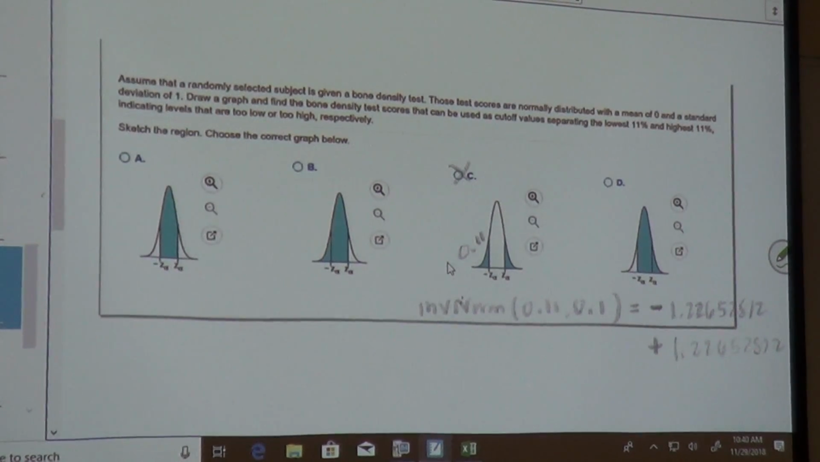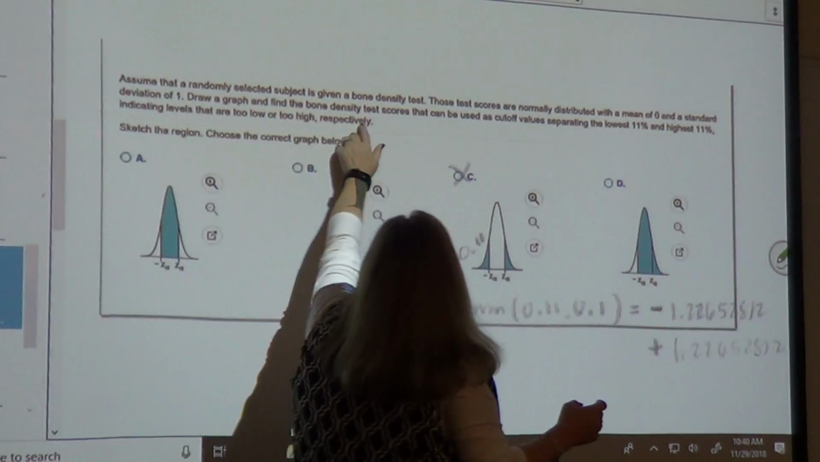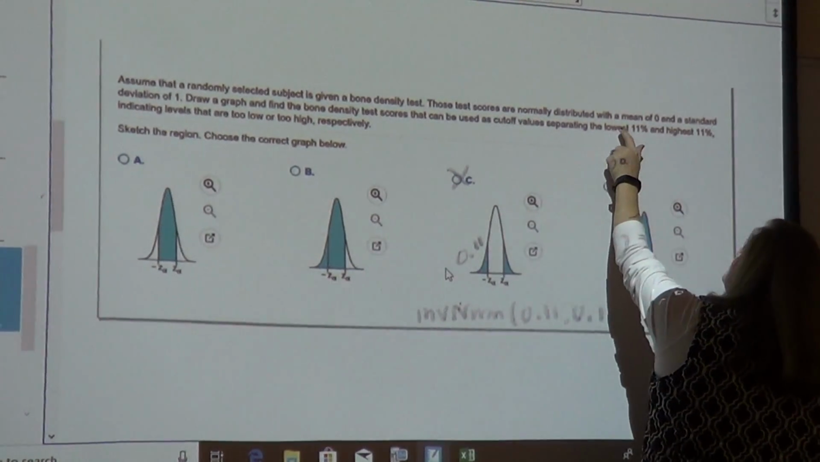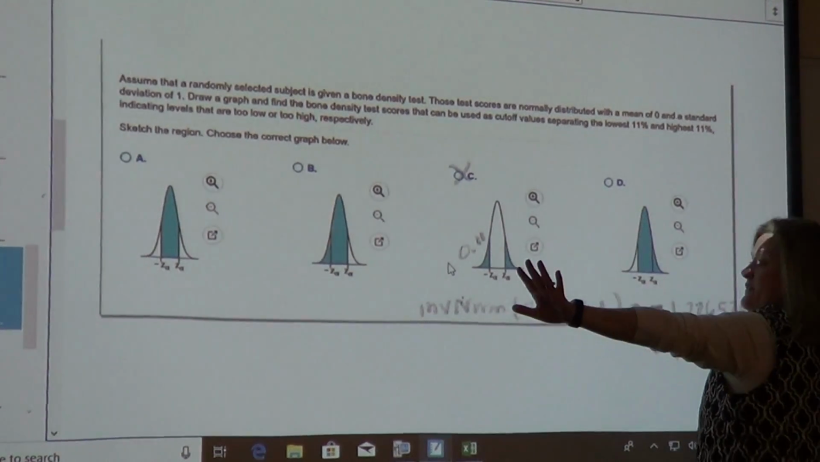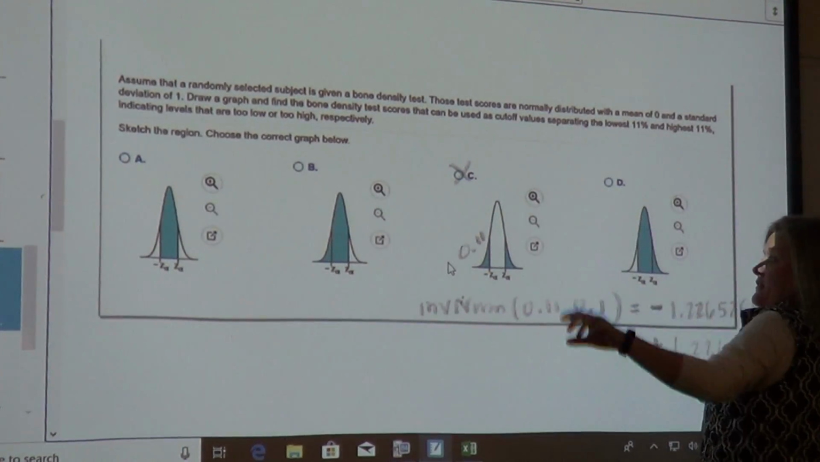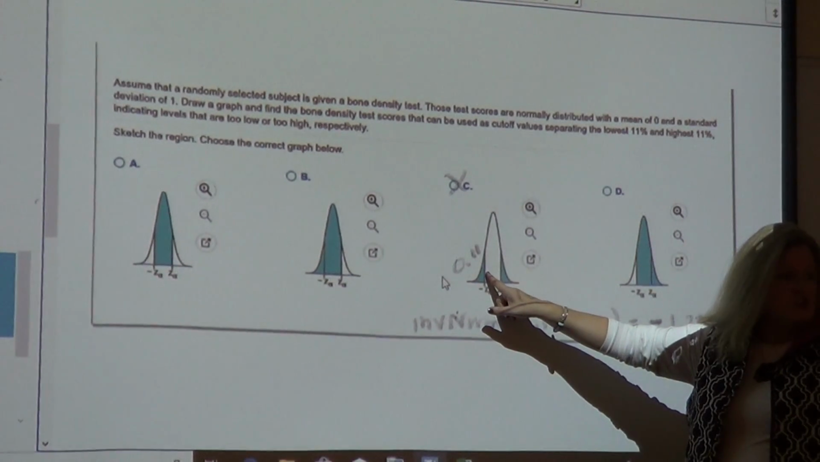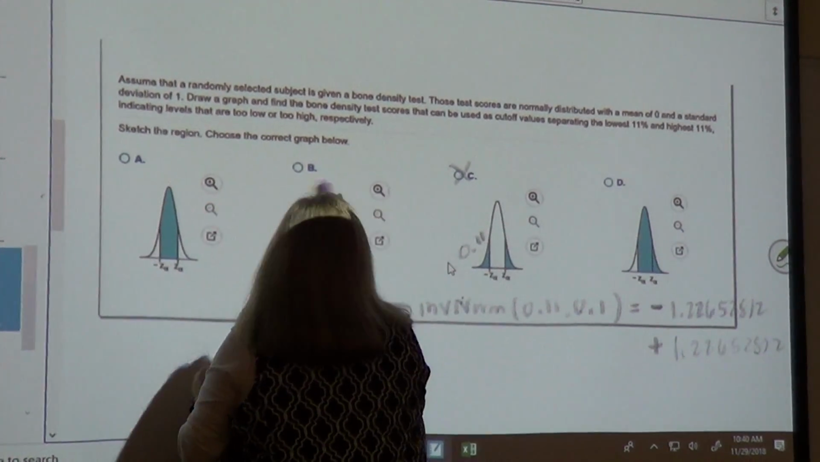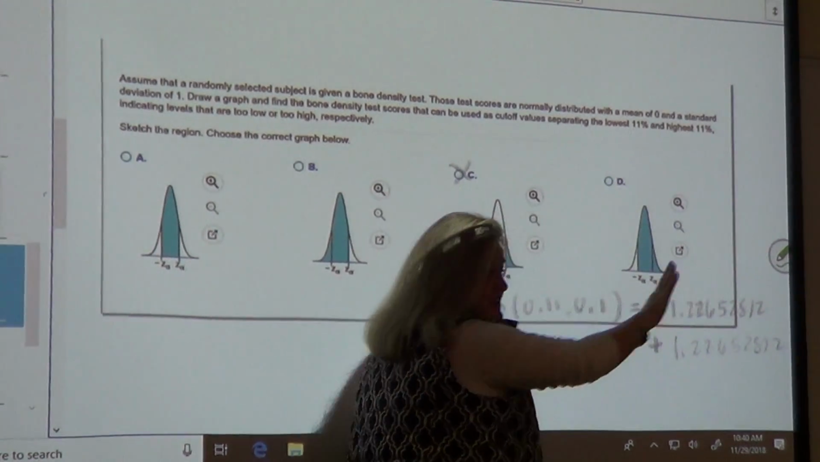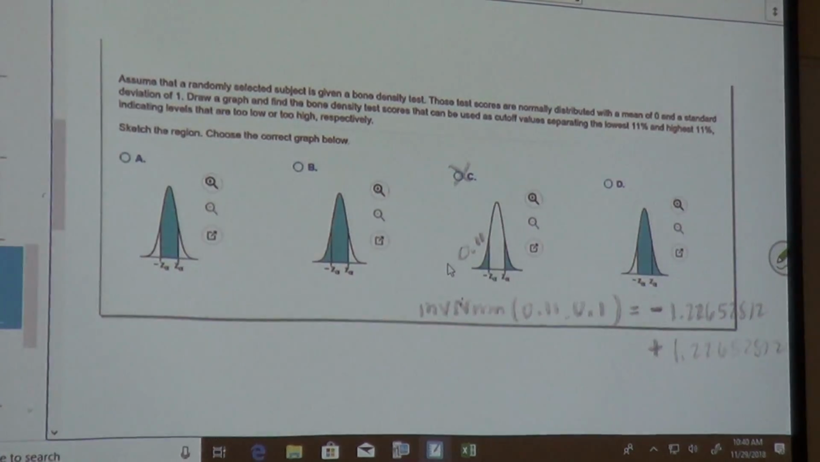This one says, draw a graph to find the density that corresponds to the lowest 11% and the highest 11%. Lowest 11, highest 11. You can just look at it. If it would have said middle, if it would have said less than this or greater than this, you can go by the wording to get that one.